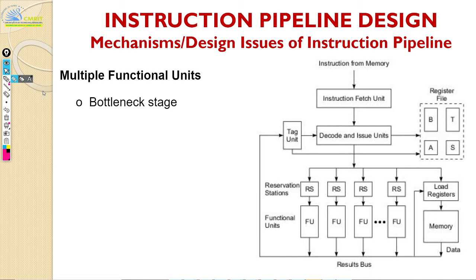Similarly, there are so many. When you have to calculate the branch target address, then again you'll have to use your adder. So different stages will use the same functional unit, and that will create a bottleneck for that pipeline. That particular stage will become a bottleneck.